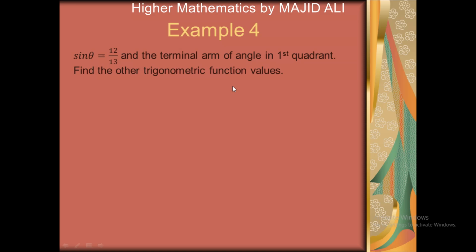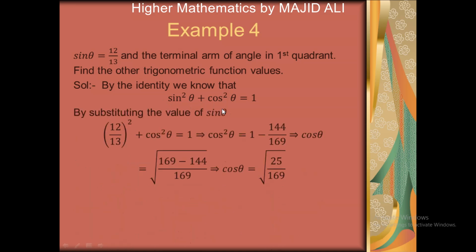Now this is another example: sine theta is equal to 12 over 13, and the terminal arm is in the first quadrant. Find the other values. As we already know the trigonometric identities, this is another method to determine the values by using the Pythagorean identities or basic trigonometric identities. By substituting the value of sine theta, 12 over 13 square plus cos square theta is equal to 1.